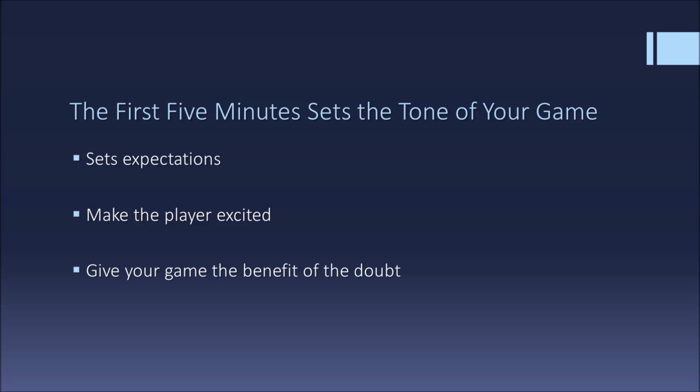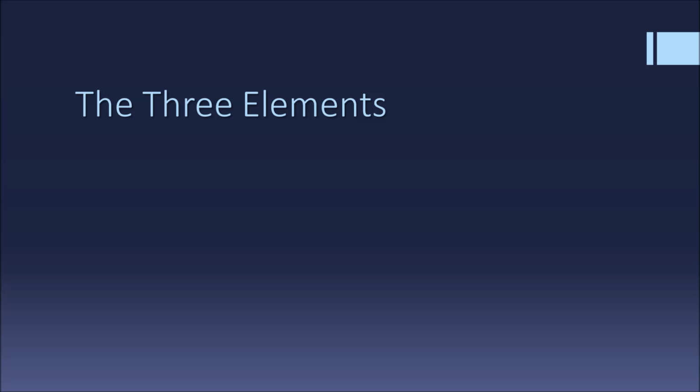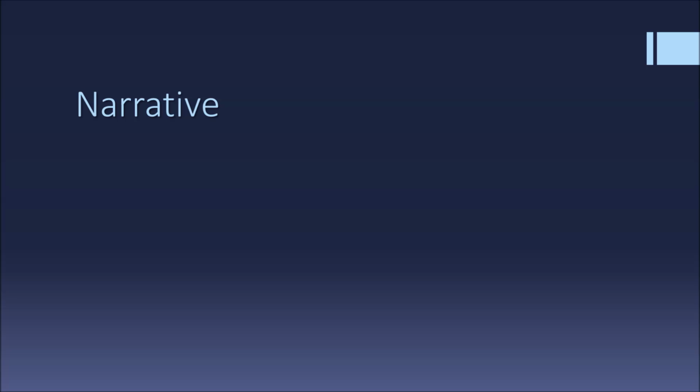In games, we find 3 main elements that can be used effectively to grab your players' attention. These are narrative, mechanics, and spectacle. For simplicity's sake, we can in this context define narrative as something players experience rather than do. This is where we find the use of story.